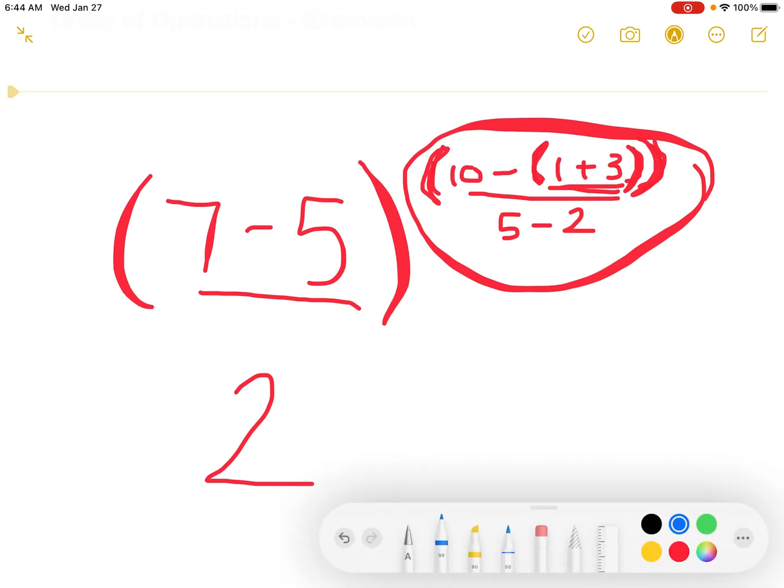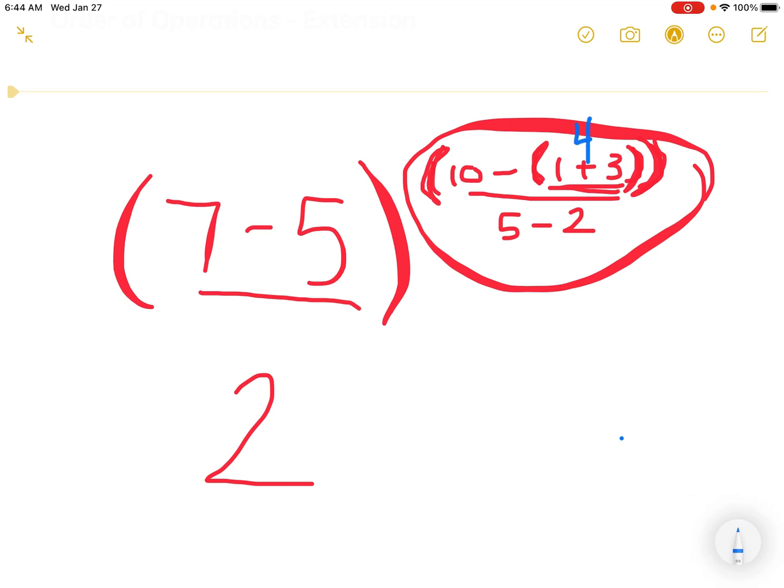I'm going to change my coloring here. And then 10 minus 4 is still in parentheses, which gives us 6 for the top number. I'm going to rewrite that over here, 6 for the top number. And then on the bottom of my fraction, I have 5 minus 2, which is 3. 6 over 3 means 6 divided by 3. 6 divided by 3 is 2. So that whole exponent is equal to 2.